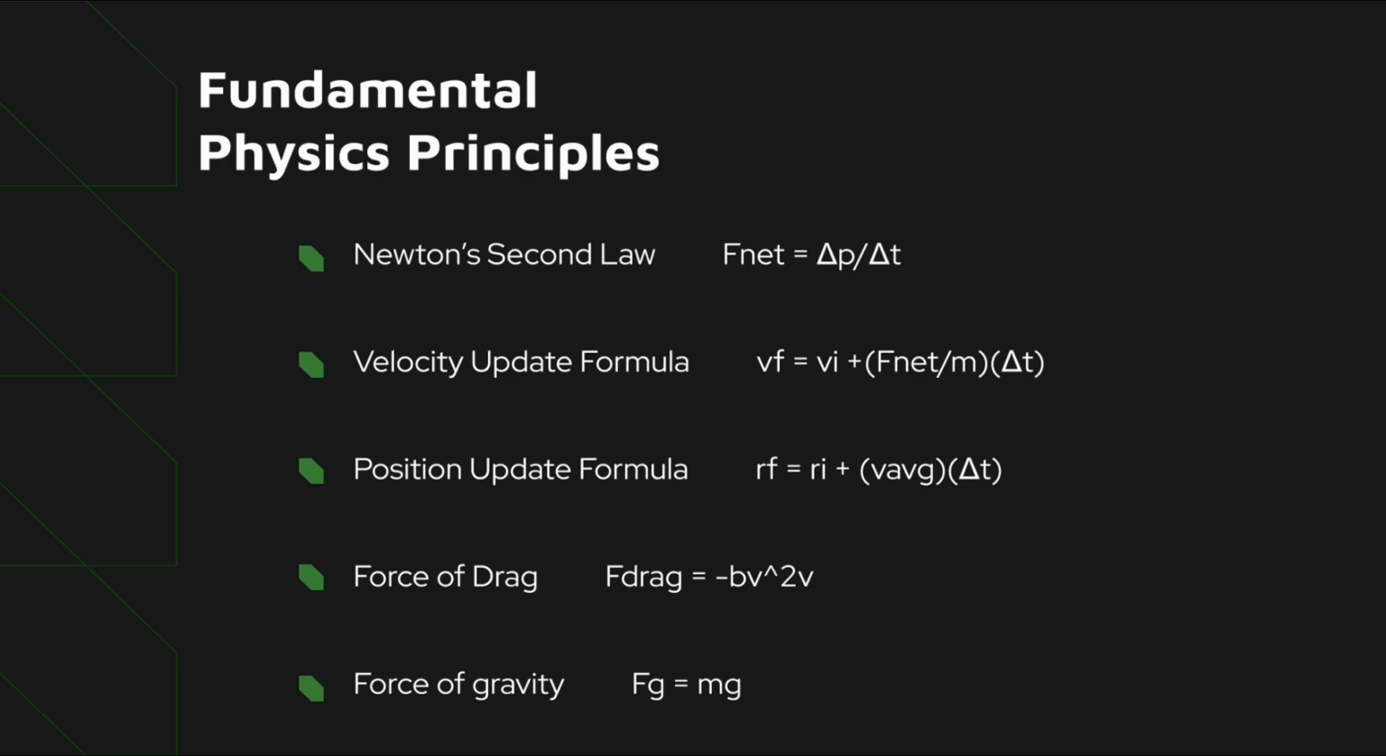The foundation of this lab is Newton's second law, which states that the net force equals the rate of change of momentum. For the model, I used velocity and position update formulas to numerically integrate the motion over small time steps. Gravity acts downward with a force of F equals mg. The drag force is modeled as F_drag equals negative b v squared, which points opposite the velocity direction. This is important because the drag force depends on the speed squared, so its effect becomes more noticeable the faster the object moves.